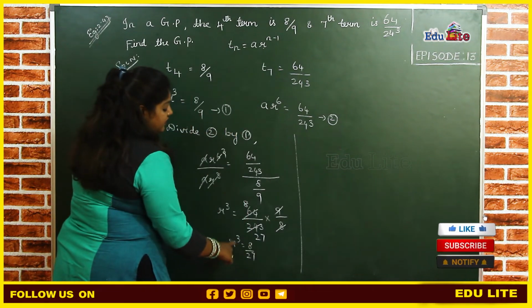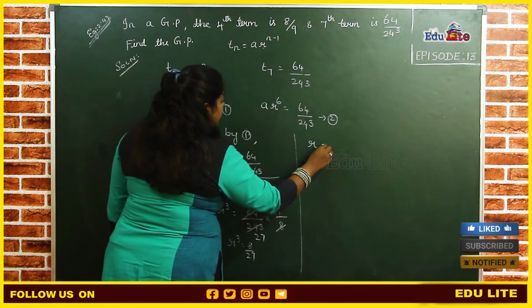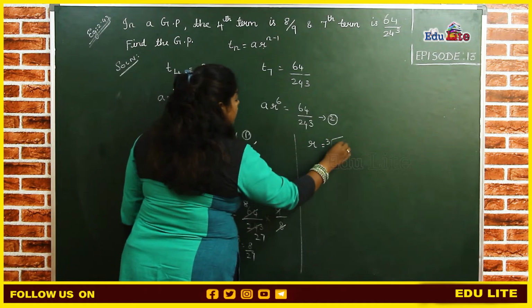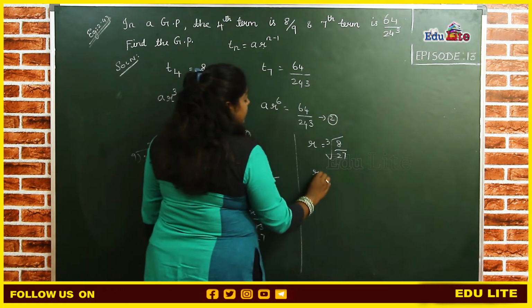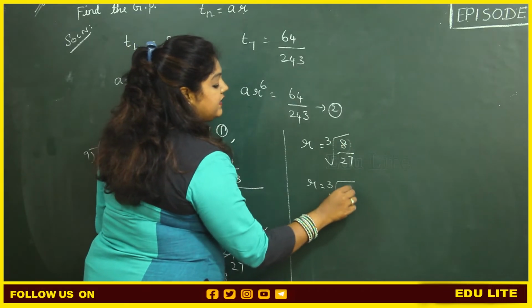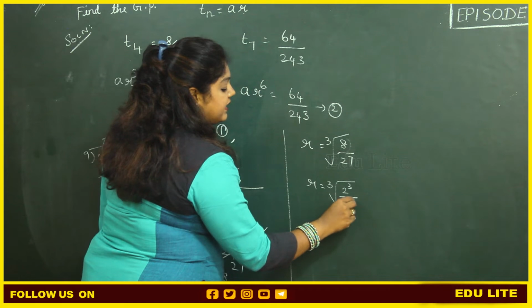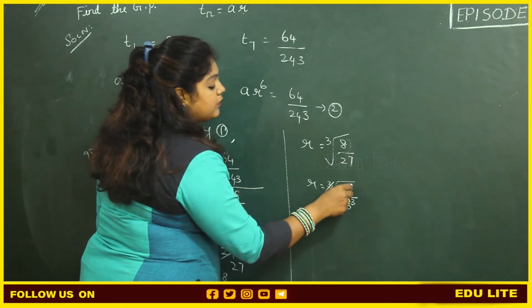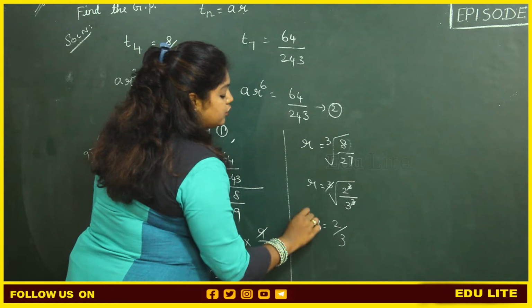We have a cube over here. So, if we take the cube root on both sides, R is equal to the cube root of 8 by 27. In terms of cubes, we can write 8 as 2 cube, and similarly 27 as 3 cube. So the cube root and the cube will get cancelled. The value of r is equal to 2 by 3.